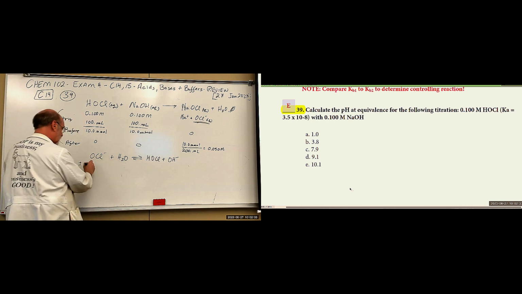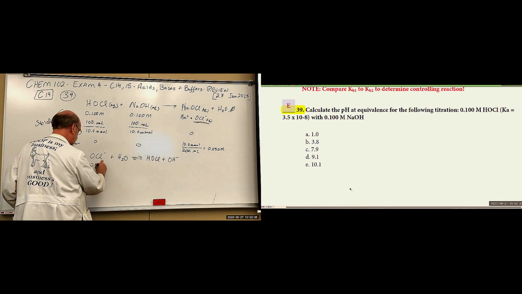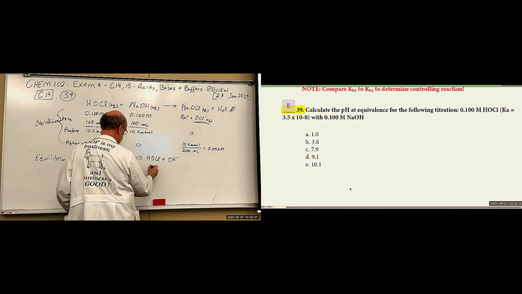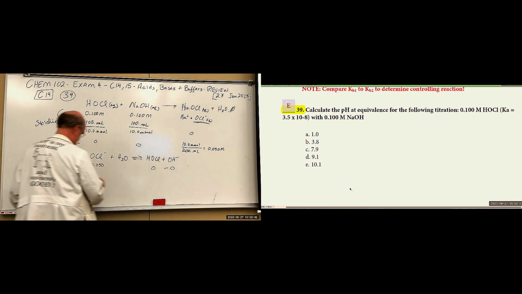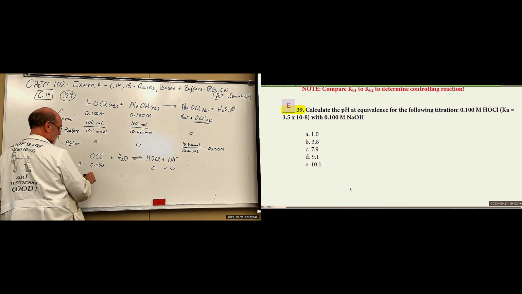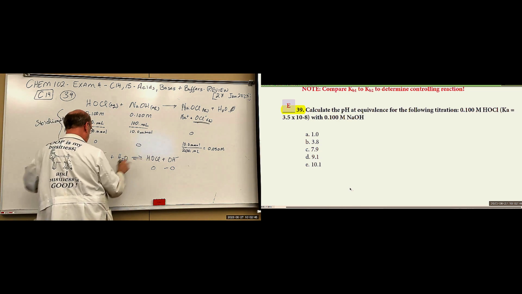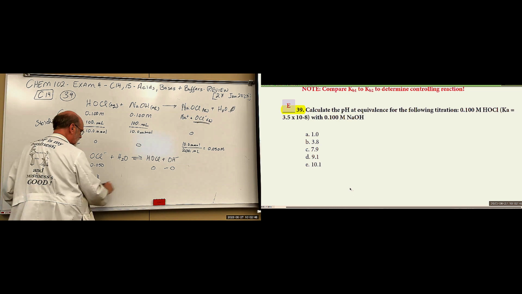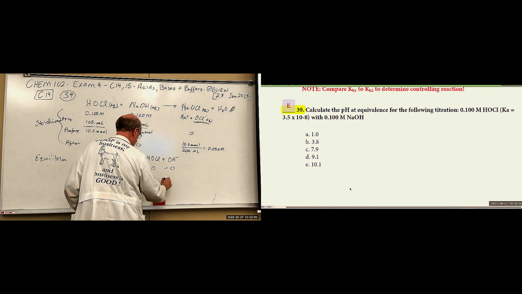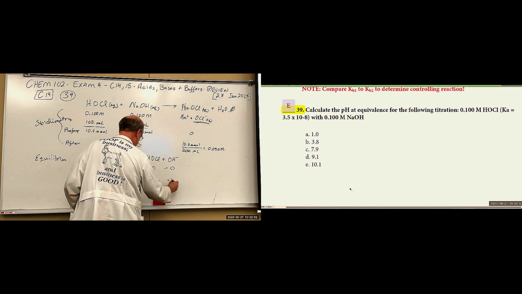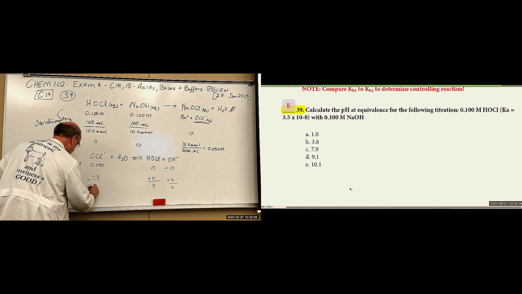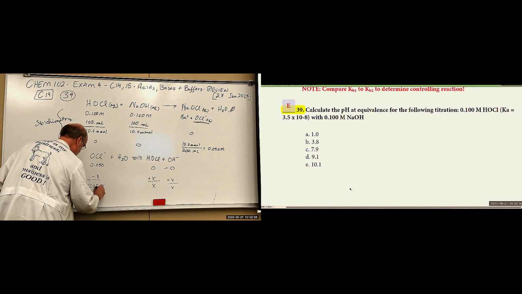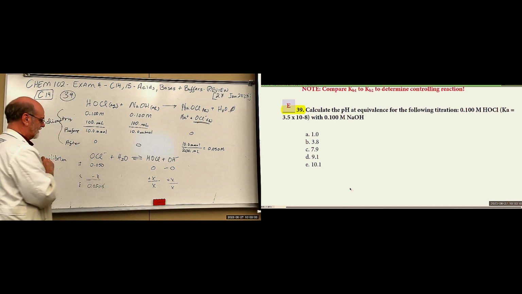We're starting off here with 0.050 and essentially 0 here and here. Okay, so what's going to change? Well, for every one of these, you're going to produce one of those. That means we're going to lose an X here. We're going to add an X here and add an X here. So we have an X and an X. Down here we have 0.050 minus X.